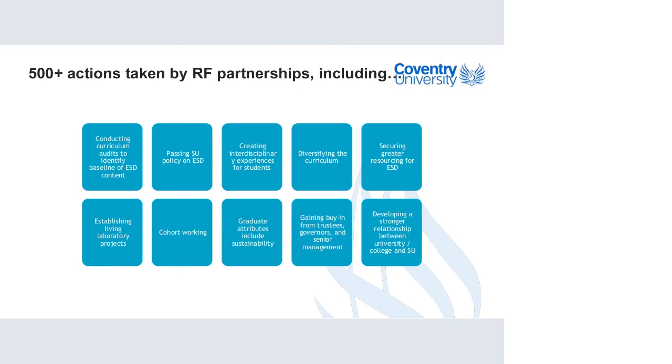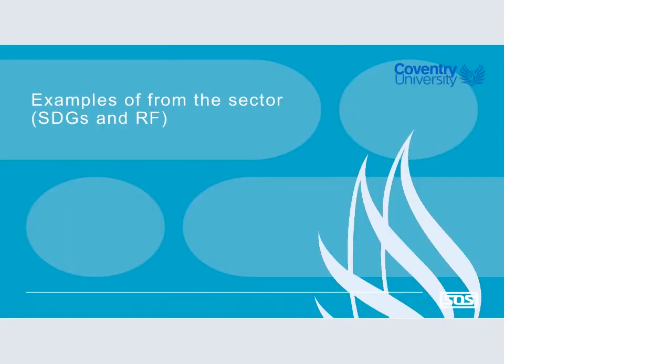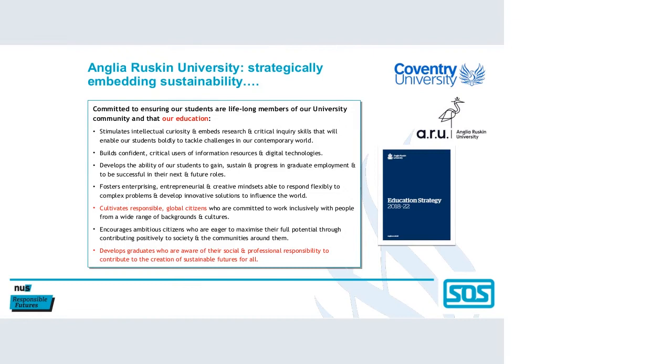These include curriculum audits, passing SU policy on sustainable development, cohort working, graduate attributes to include sustainability, establishing living lab projects, diversifying the curriculum. Lots of these things are things that you're trying to achieve through Curriculum 2025. So there's so much synergy, it's amazing. I'm aware of time as well, so I'm just going to keep going. Here are some examples of where the SDGs and Responsible Futures have been connected from across the sector.